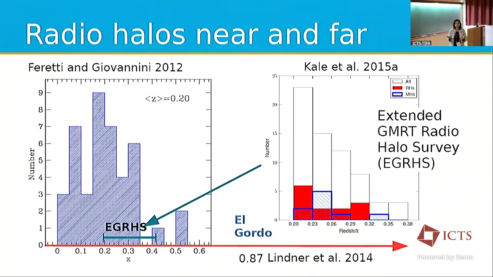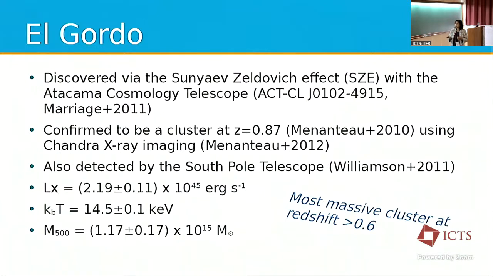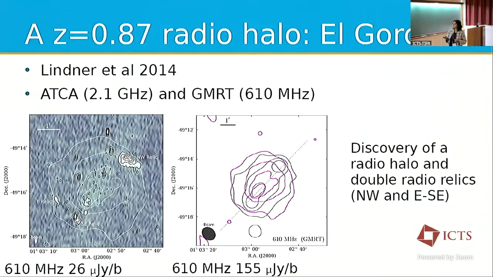At one point, in 2014, once the Planck, SPT and ACT catalogs came online with the detections of massive clusters at higher redshifts, at 0.87 redshift, there was a discovery of radio halo and relic in El Gordo. So we followed this up with the upgraded GMRT. This is the most massive cluster at high redshift, greater than 0.6. It's a massive and hot cluster. This was the discovery by Lindner et al. in 2014 using the ATCA and the GMRT.